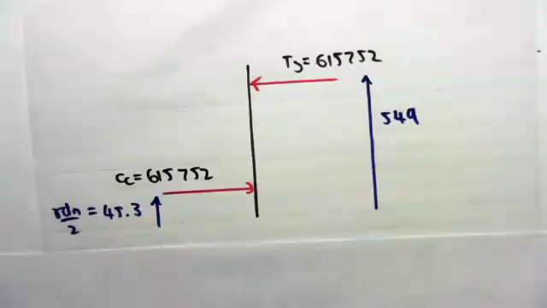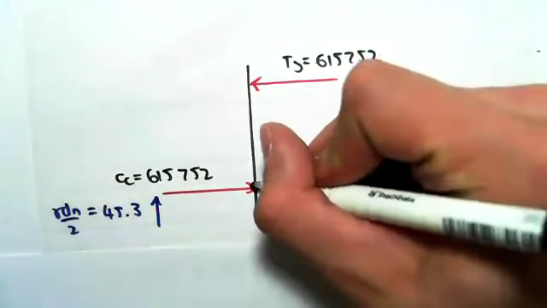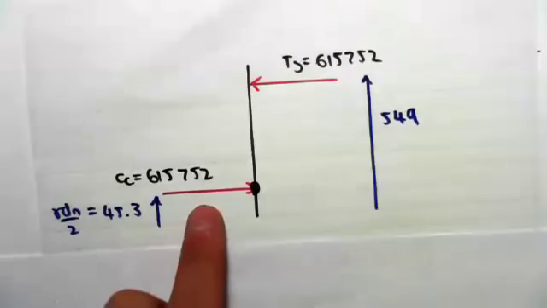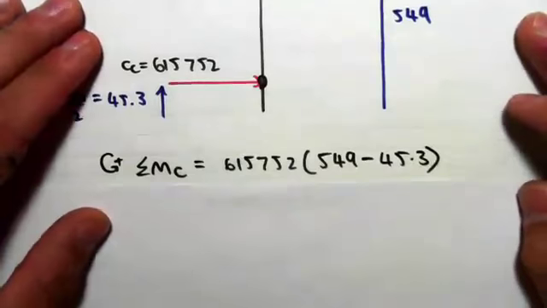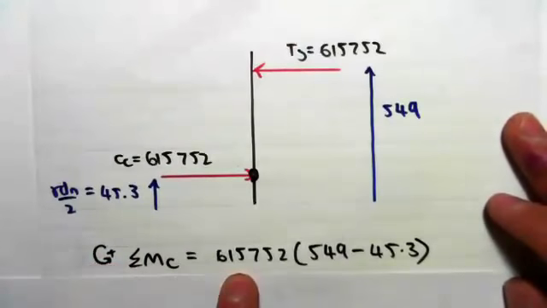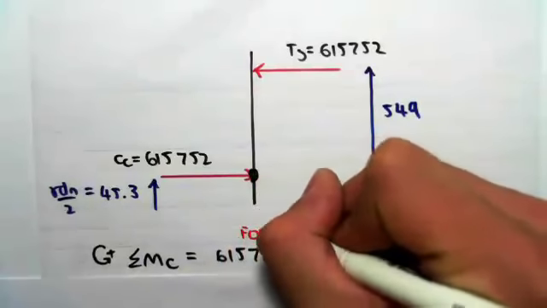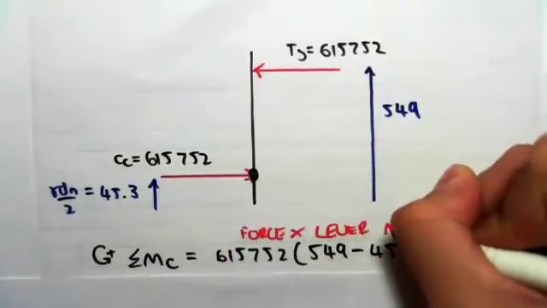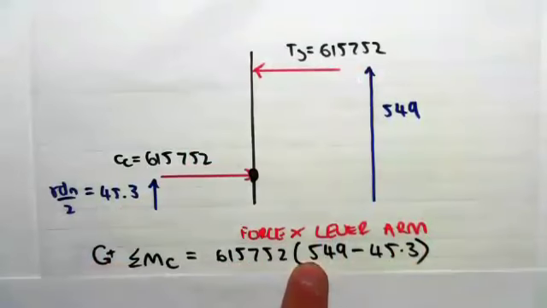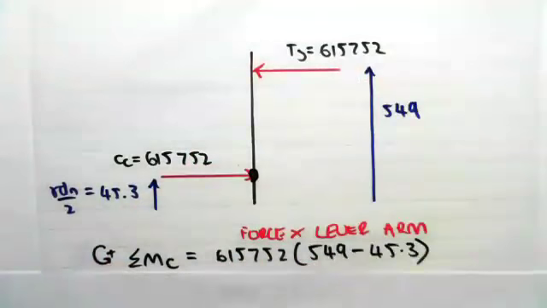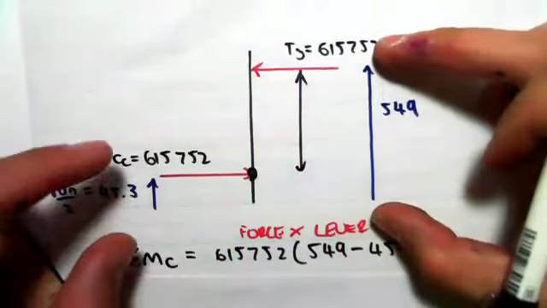And to take the moment, to make it simple, because it's pure bending, you can take moments about whatever point you want. To make it simple for us, we're going to take moments about the compression, okay? Which means that this has no lever arm, which is all we need to do is find the moment from the tension in the steel. So we're going to say that the sum of the moment, anti-clockwise being positive, is equal to the force times lever arm. Okay, so the force is 615,752 times the lever arm, which will be this distance in here, which will be 549 minus 45.3.